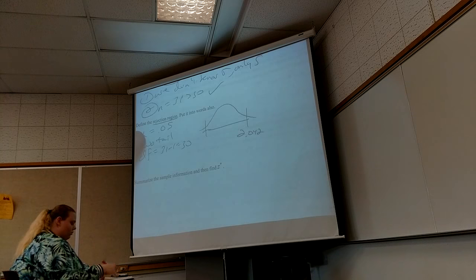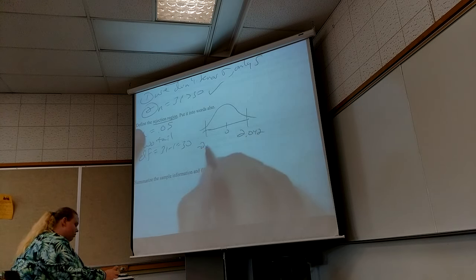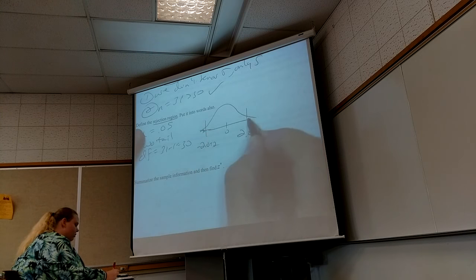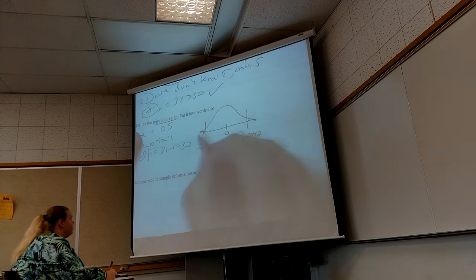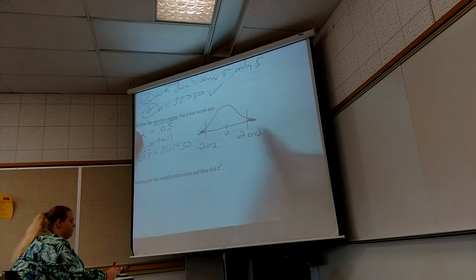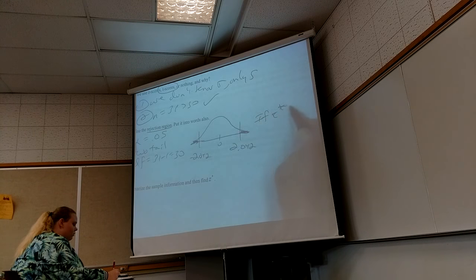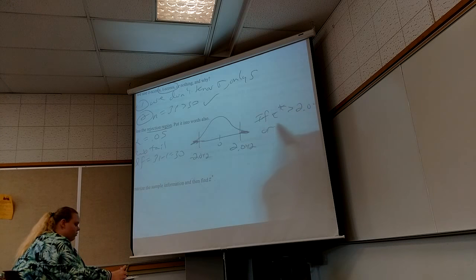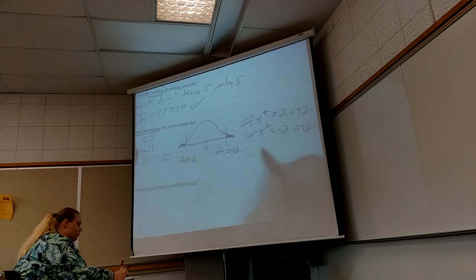Zero's in the middle, that's 2.042. This better be negative 2.042. It could be in two different places. So when I say put it in words, you're really just describing the shaded part in words. What's the shaded part? Greater than 2.042. So if t star is greater than 2.042 or t star is less than negative 2.042, we can do what? Reject the null. Reject the Ho, support the Ha. I love it.